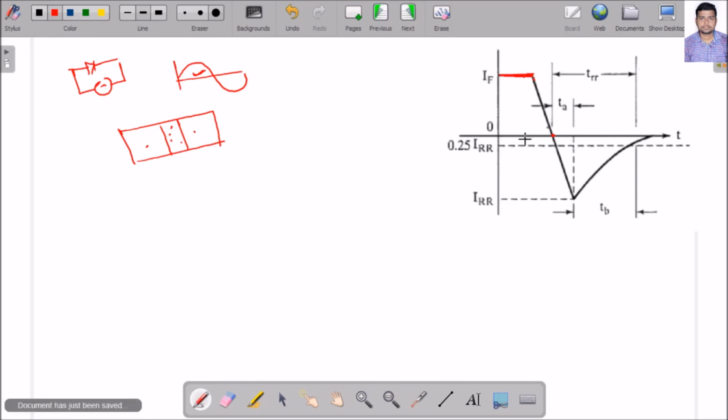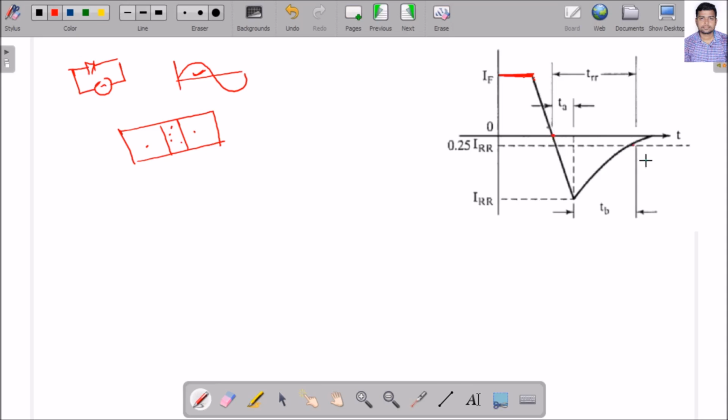And why does the reverse recovery current flow? Due to this stored charge. Okay, so then what is the definition of TRR? Reverse recovery time is defined as the time from when the forward current of the diode reaches 0 up to this point.